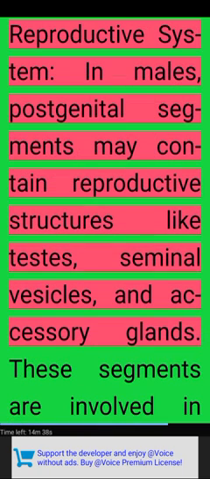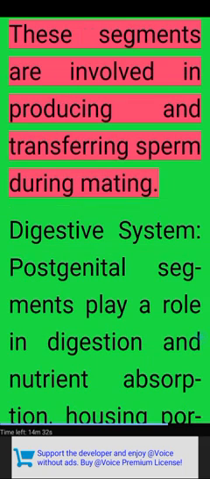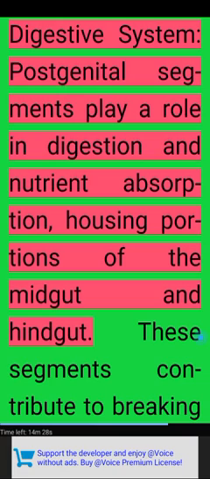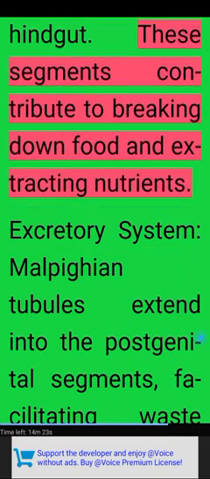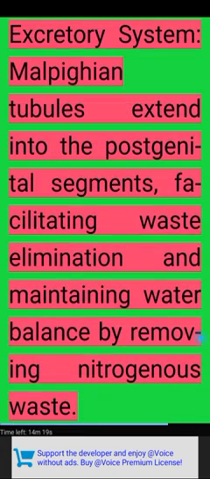Reproductive system. In males, postgenital segments may contain reproductive structures like testes, seminal vesicles, and accessory glands. These segments are involved in producing and transferring sperm during mating. Digestive system. Postgenital segments play a role in digestion and nutrient absorption, housing portions of the midgut and hindgut. These segments contribute to breaking down food and extracting nutrients.